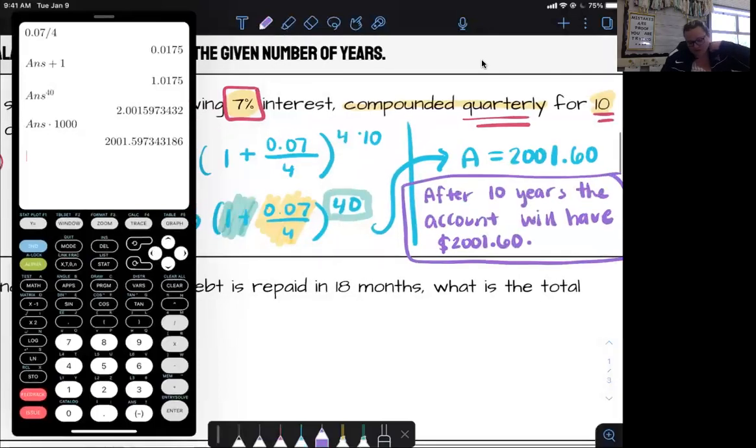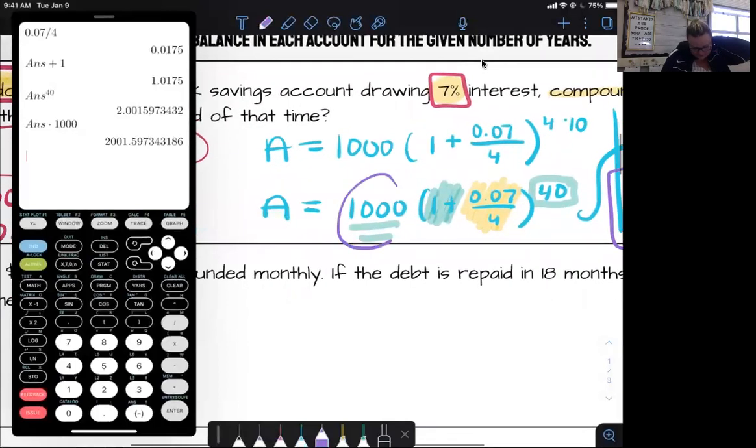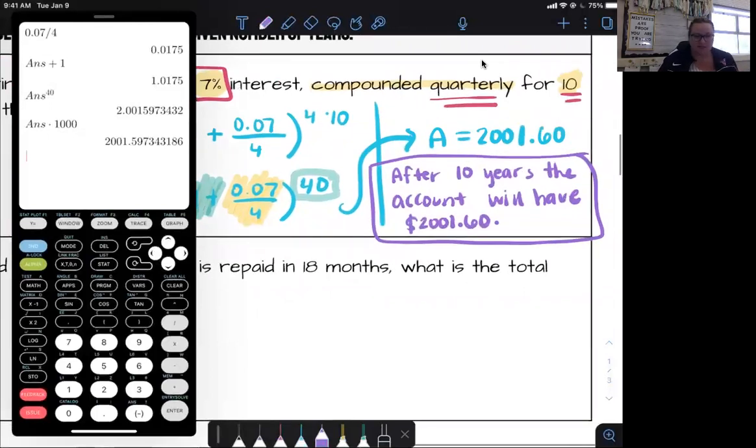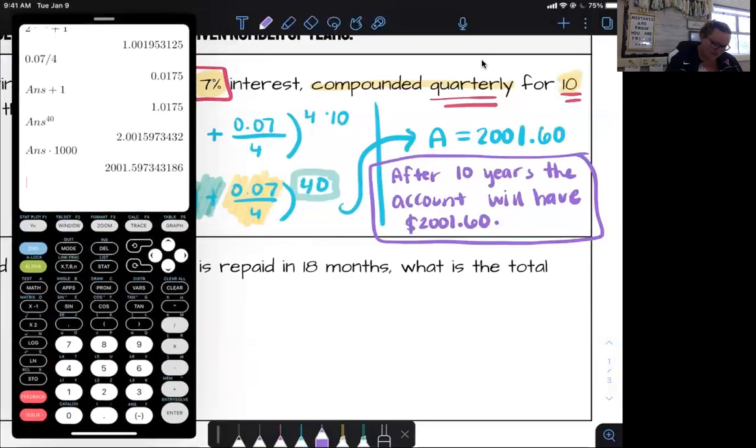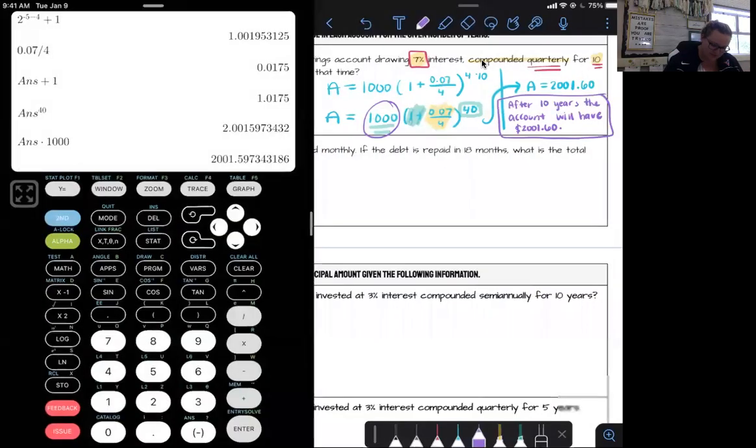So that means that our original amount of $1,000 doubled in 10 years, and we didn't even have to do anything to it. We didn't add money to it. We just let it sit in an account by itself and let it grow. This is the magic of compound interest. All right, so let's go to the next problem.